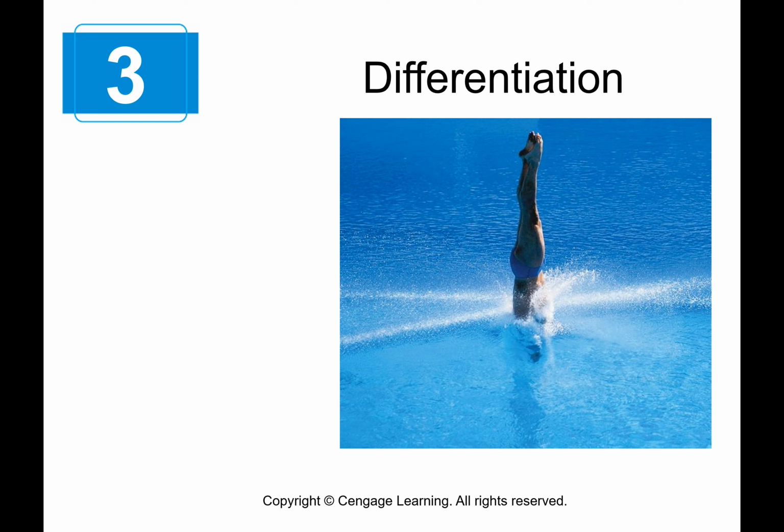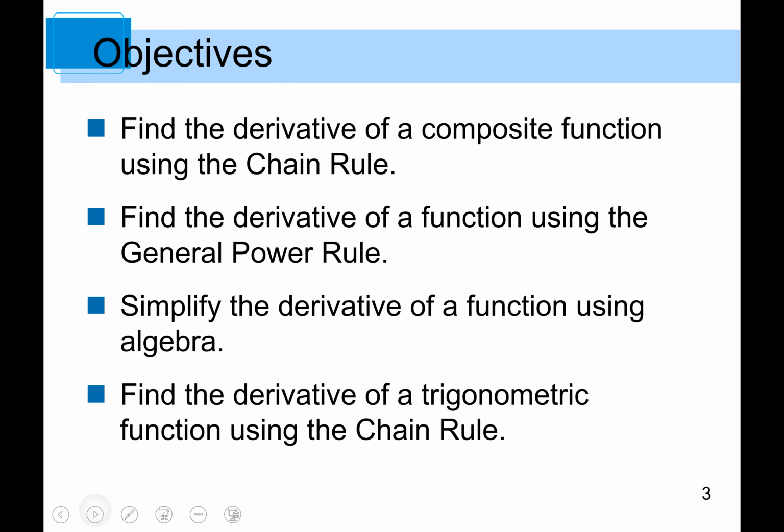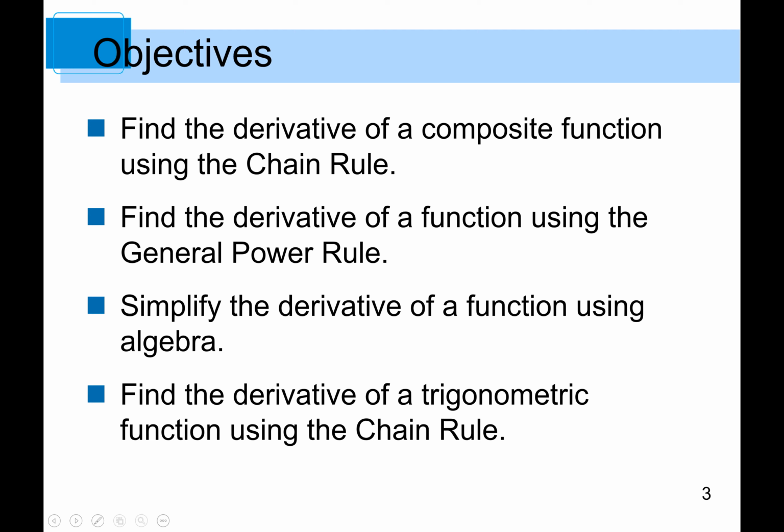Let's continue talking about the techniques of differentiation. In this particular section, we're going to take a look at the chain rule, and the chain rule applied to composite functions. Let's compare what kind of function you have to use the chain rule for and what kind of function you cannot use the chain rule for later. First of all, let's take a look at the objectives.